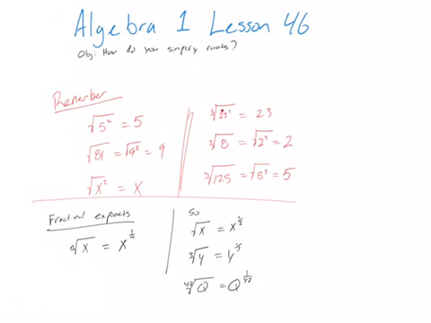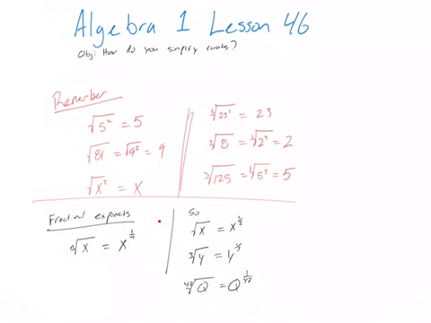Same thing holds true for cube roots, like the cube root of 23 cubed just comes out to be 23. The cube root of 8 is the same thing as the cube root of 2 cubed, which comes out to be 2. And then the cube root of 125 is the same thing as the cube root of 5 cubed, which is 5. So that's just kind of stuff you've seen before. You know how to do that.